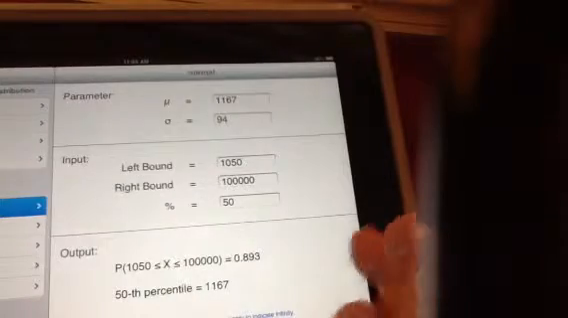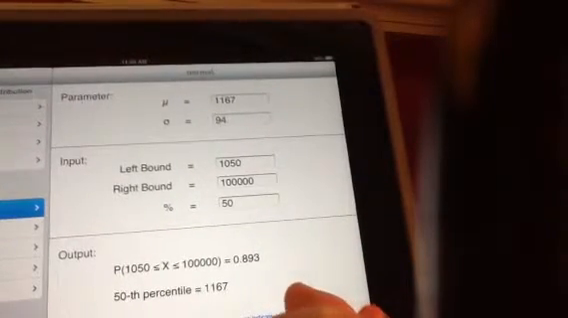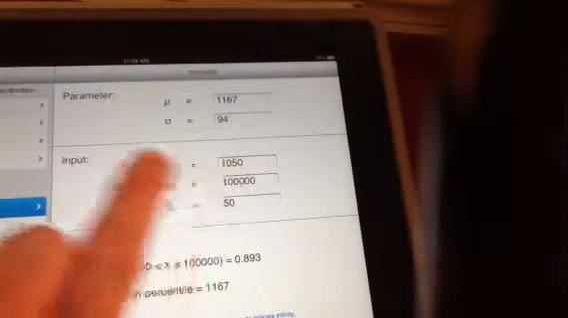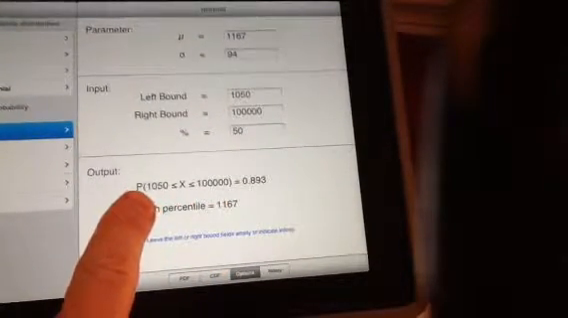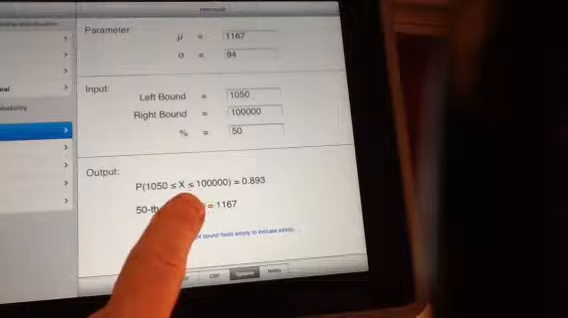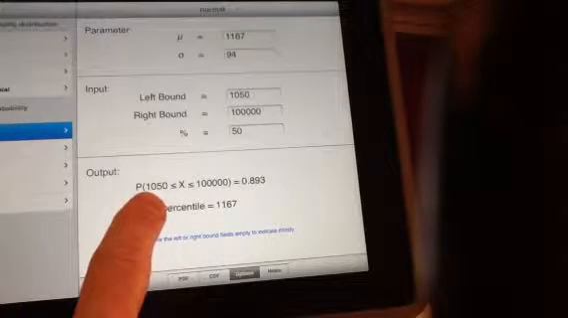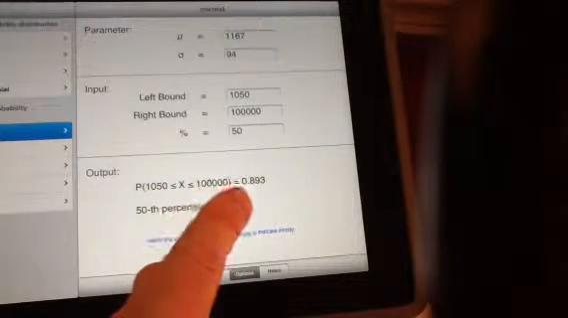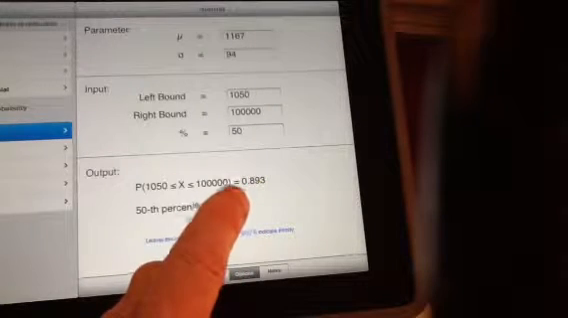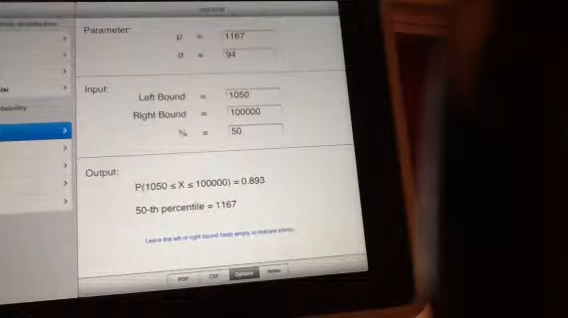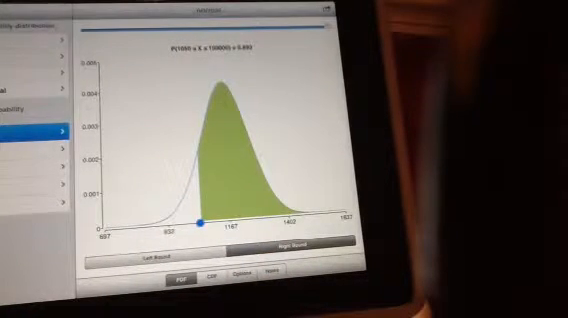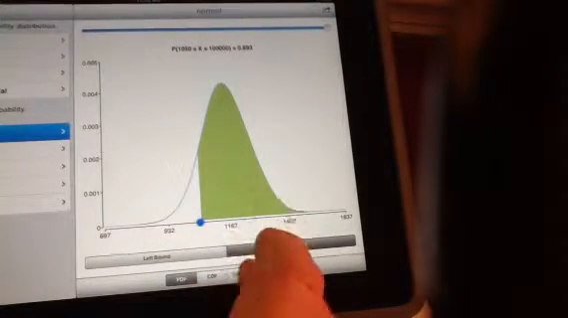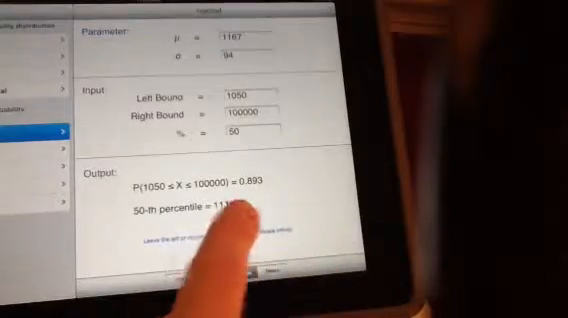Okay? Now I can read. So I put the information in correctly. I can read the output. The probability that the value I'm talking about lies between 1,050 and 100,000 is 0.893, or 89.3%. Yes? Taking a look at the picture, see, I've got a picture that matches. That makes sense. So the answer to this problem is 89.3%.